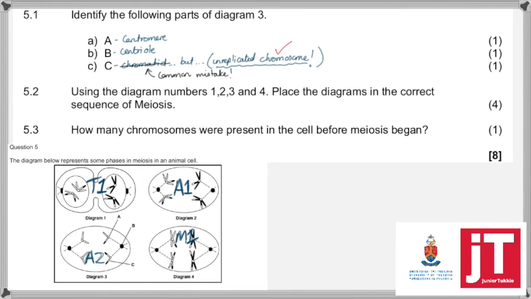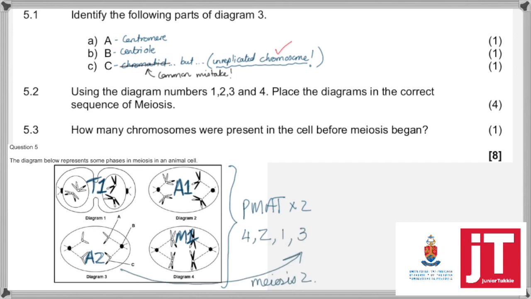Now we simply have to put these phases in order. And we can see that if we look at PMAT that takes place twice, the order here is going to be 4, 2, 1, 3. Because my metaphase happens before my anaphase, which happens before my telophase, which happens before the anaphase 2.